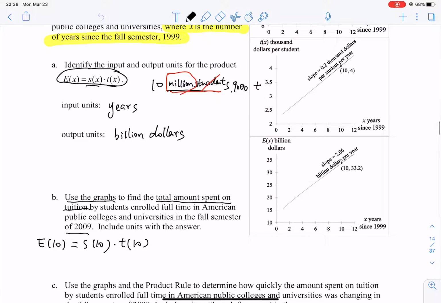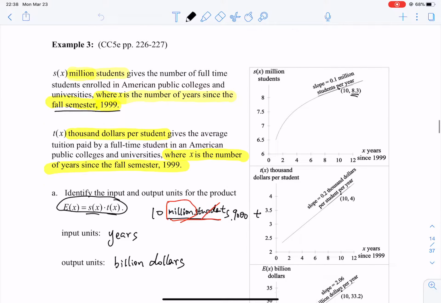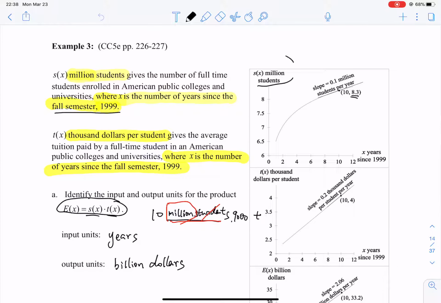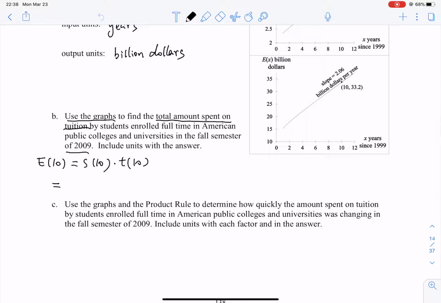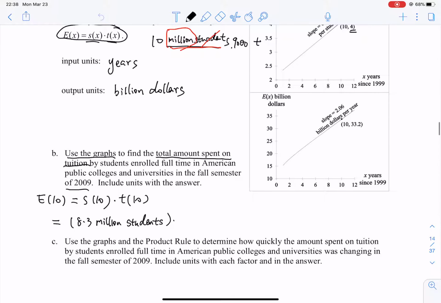And then next question, what is s of 10? For s of x, we have to use the first function graph. When x equals 10, you can see here, it's just 8.3, and the unit is million students. So we know s of 10 is just 8.3 million students. The next one, t of 10. Similarly, t of 10 is just 4, and the unit is $1,000 per student.